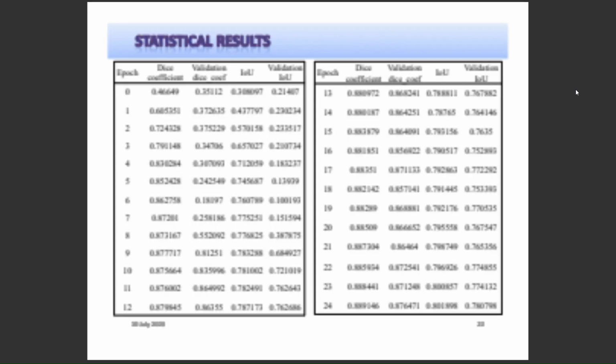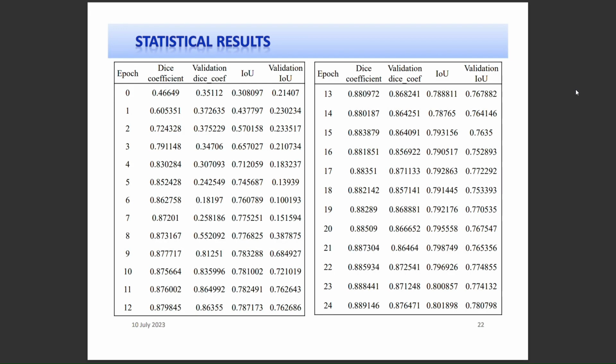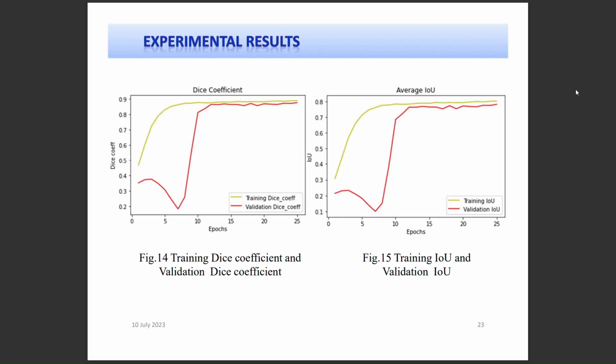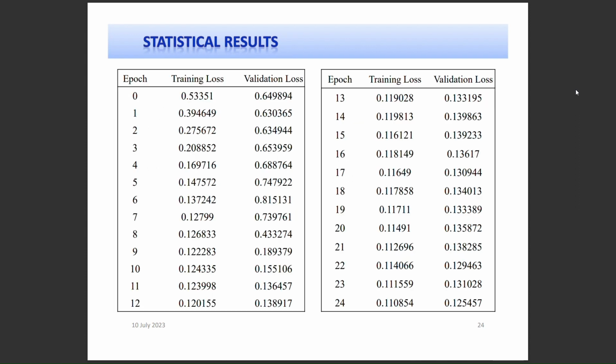Here are the segmentation results. When trained for segmentation using UNet, the model has achieved a mean dice score of 0.88 and a validation dice score of 0.8764. Also, the IOU score is 0.801, and the statistical results are plotted in the form of graphs: the training dice score and training IOU, and the validation dice score and validation IOU. Here we have shown the results for training loss and validation loss. Also, we have shown the precision and the recall value per epoch.